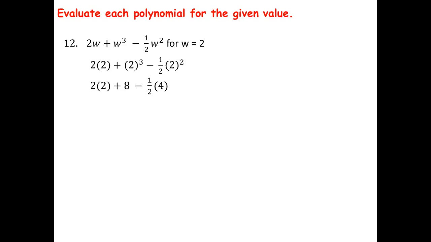Right? Now solve the multiplication. 2 multiplied by 2 will give you 4. Half multiplied by 4 will give you 2. Half of 4 is 2. So 4 plus 8 is 12. 12 minus 2 will give you 10. So the answer for question number 12 is 10.